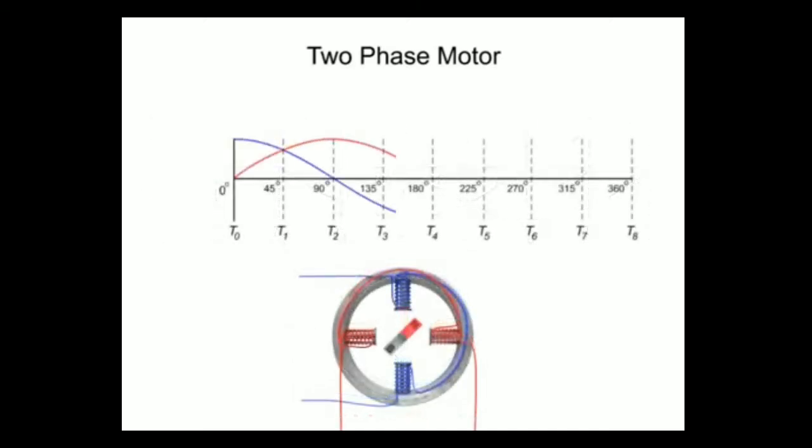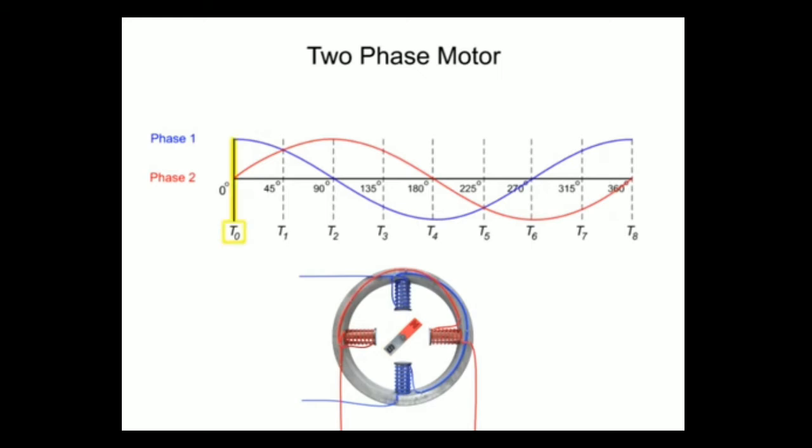Let's follow the amount of current applied to the phase 1 and phase 2 stators at various time intervals along with their respective sine waves. The 90-degree offset between the two sine waves causes the polarity of the stator pairs to change in a coordinated fashion to smoothly turn the magnetic rotor.